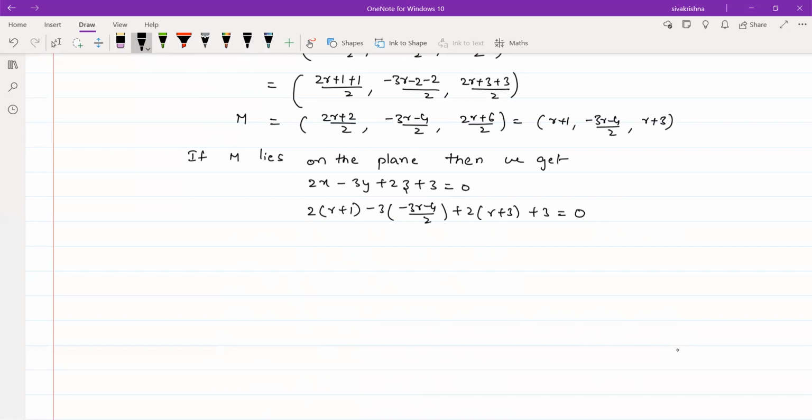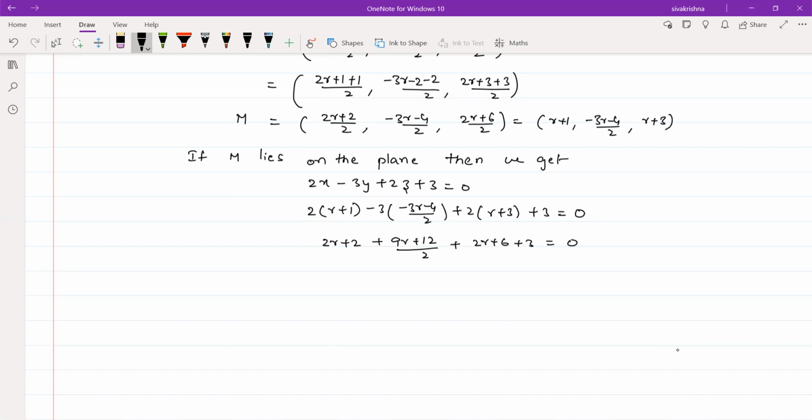So if you simplify this equation, then we get the value of r. Okay, so I am simplifying this. So 2r plus 2, if we multiply with minus 3, we get plus 9r plus 12 by 2, and 2r plus 6 plus 3, which is equal to 0.